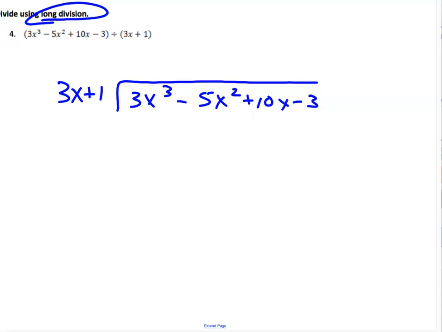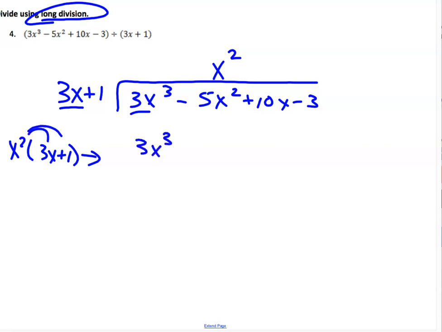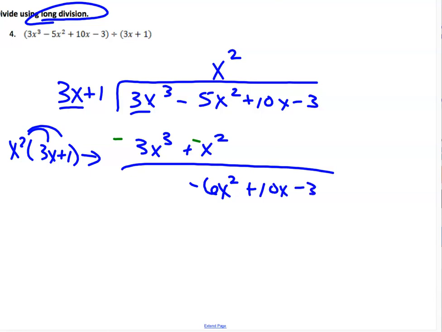And it's all about the first term. You want 3x to look like 3x to the 3rd. 3x to the 3rd divided by 3x is x squared. I'm going to be multiplying x squared by the divisor to get 3x to the 3rd, and then I'm also going to get x squared. Switch the signs. Add straight down, x to the 3rd's gone. I get -6x squared plus 10x, bring the other stuff down, minus 3.